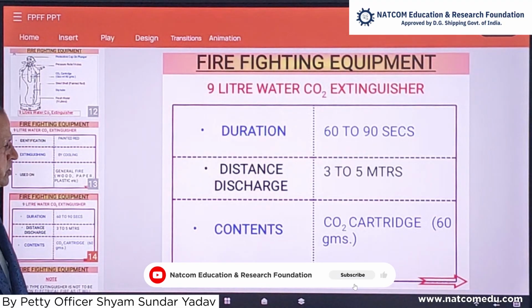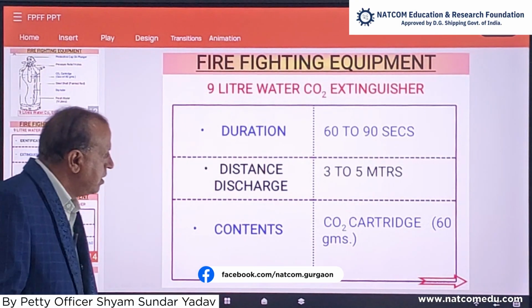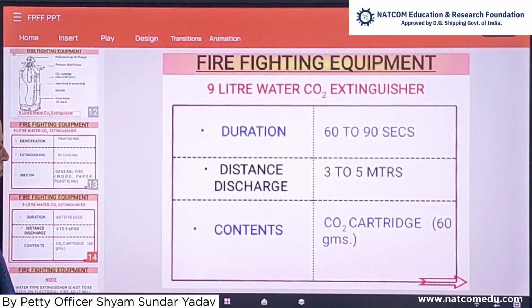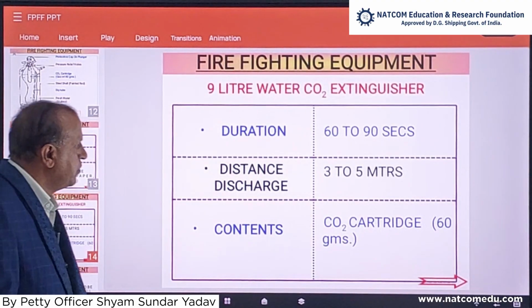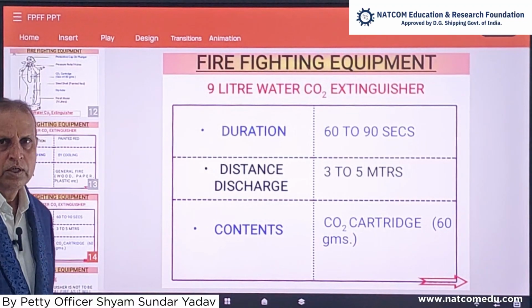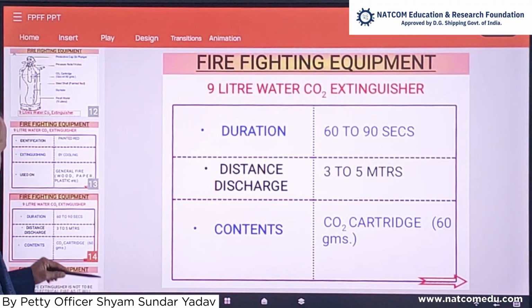So how is the pressure made? In every fire extinguisher we are using a cartridge to make the pressure. There are separate types of cartridge. The capacity here is 60 gram. So in this fire extinguisher we are going to use a 60 gram cartridge to make the pressure.